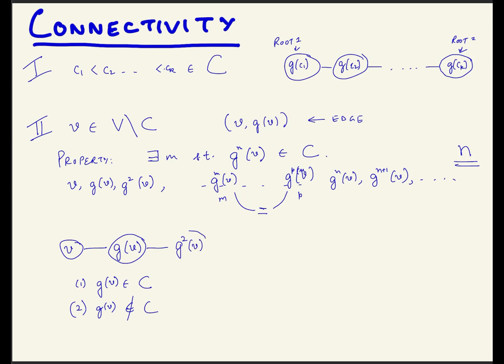And we'll keep on doing this, and we'll keep on encountering these two cases until we reach an index M such that G^M V actually belongs to C. And this comes from the property we proved above. And so this establishes that V is indeed connected to the path. We've established that the graph that we constructed is indeed a connected graph.